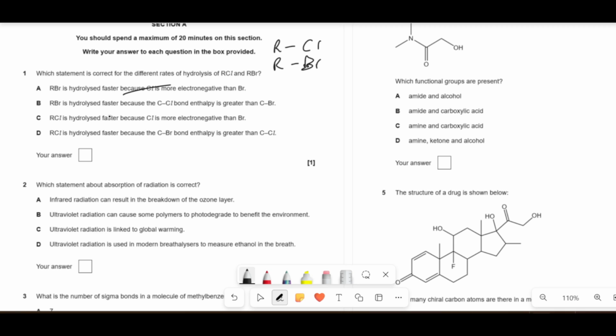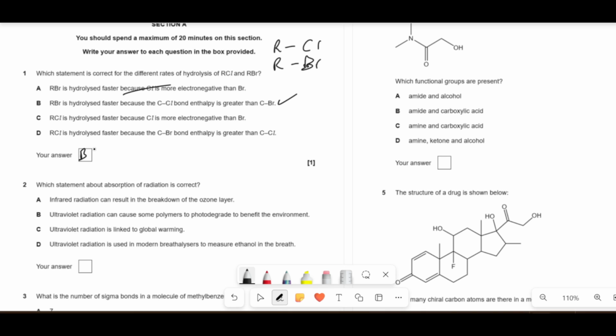So RBr is hydrolyzed faster because the C-Cl bond enthalpy is greater. So the bond enthalpy by definition, well, rough definition, is the mean enthalpy change required to break 1 mole of bonds. The energy you need to put in, essentially. Standard conditions, blah, blah, blah, right? So if this has a higher mean bond enthalpy, you need to put more energy into breaking it. So that means this one would be slower, that one would be faster. So that's actually correct. It's B.